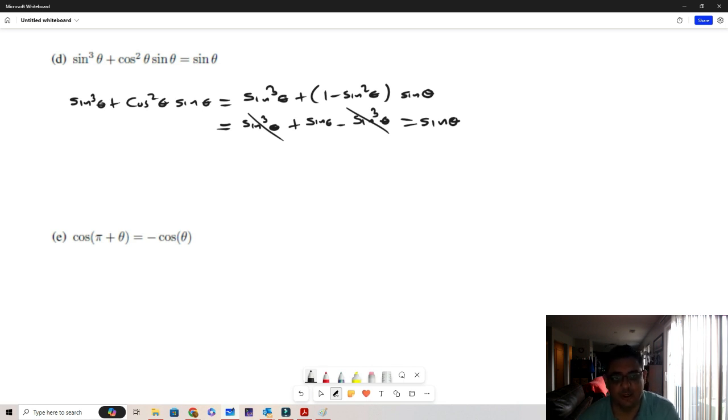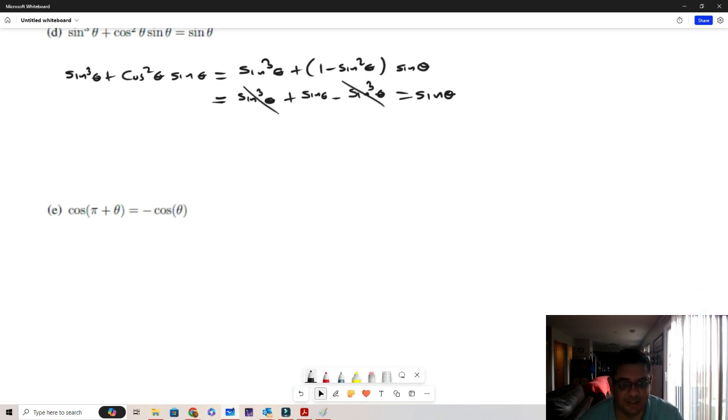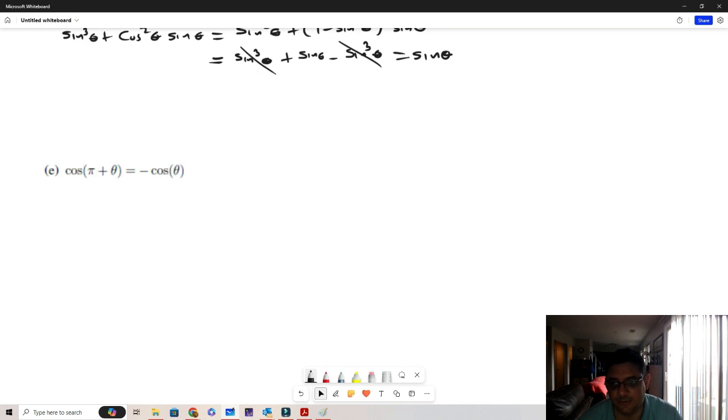Now, last but not least, sometimes in identities you can actually play around and use some of the information that you have from other identities. So for example here, we get cosine of pi plus theta equals minus cosine of theta. So the notion is the same. I should start from one side, cosine of pi plus theta. But what I'm going to do here is use the double angle identities that we've been using in part 1 and part 2.